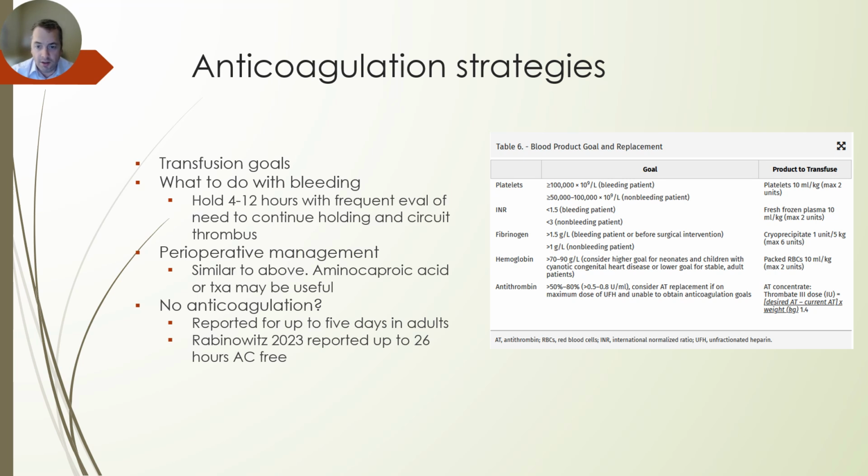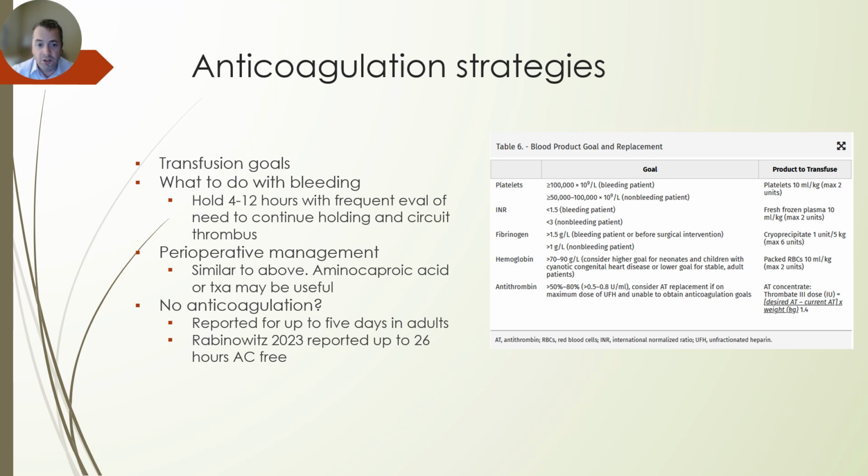outcomes. Platelets kept above 100 in a bleeding patient and 50 to 100,000 in a non-bleeding patient, and recommendations for INR, fibrinogen, and antithrombin are there as well. And there you'll see the same hemoglobin recommendations as well.